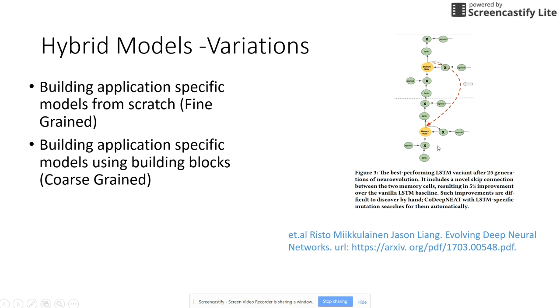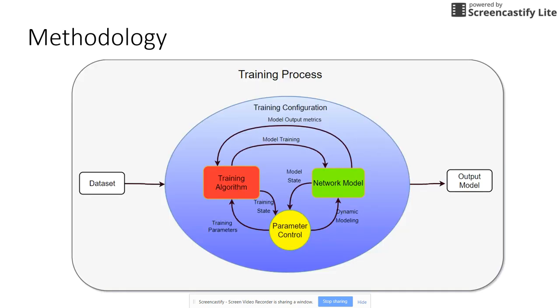This paper reports that they got a 5% improvement by combining NEAT with LSTM specific mutation searches. So again, the hybrid model variations can be fine grained, which means it can be at the link level, or it can be coarse grained, at a more broader level, optimizing multiple algorithms and likewise. So let's come to the methodology.